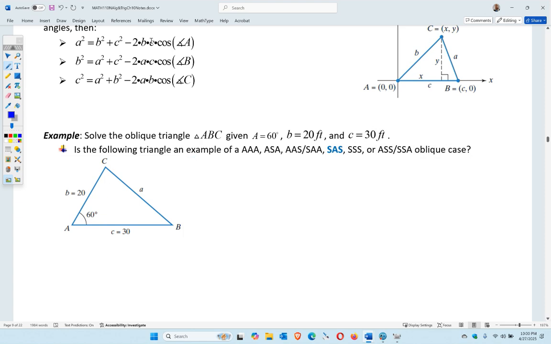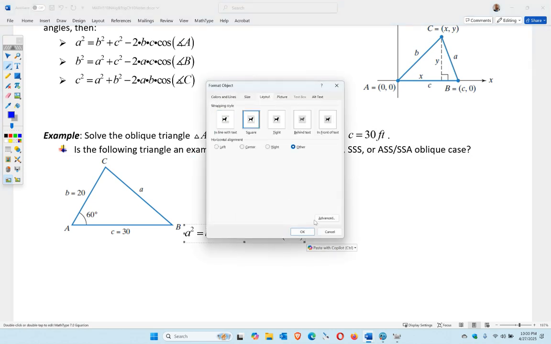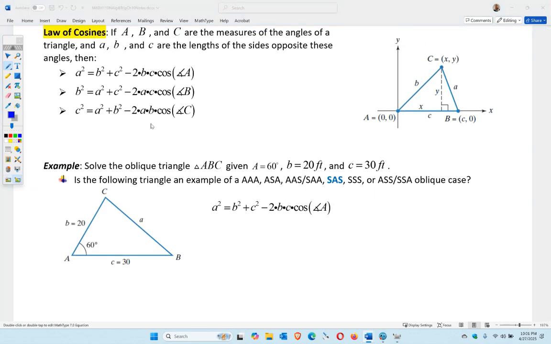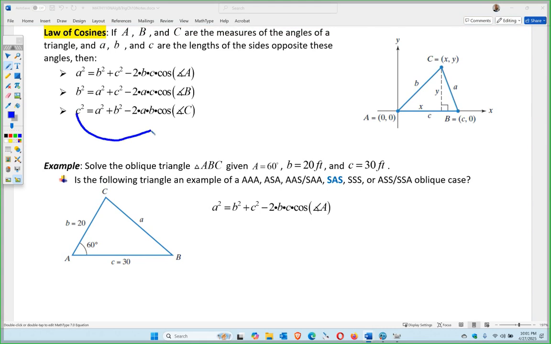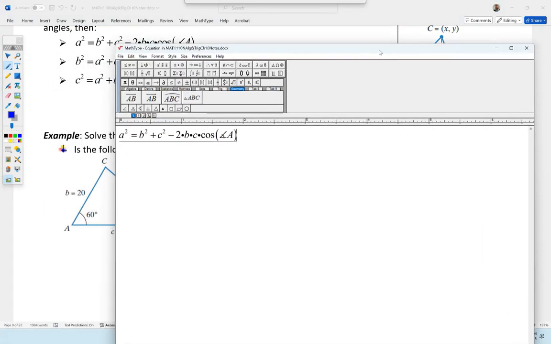Since I have angle A, I want to take the angle A version. Whichever one you're picking, the side that it equals goes along with the cosine angle, right? The side goes along with the angle, the side goes along with the angle. So you always have A, B, C, A, B, C, A, B, C every time. Okay? Since I have angle A, I'm going to be solving for side A. That's what goes together.